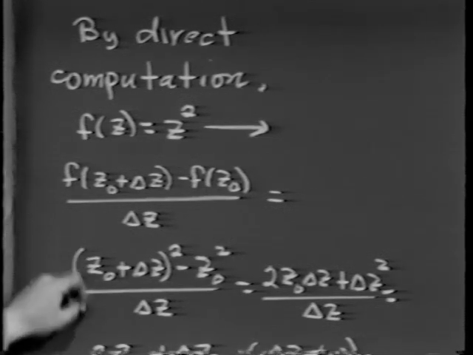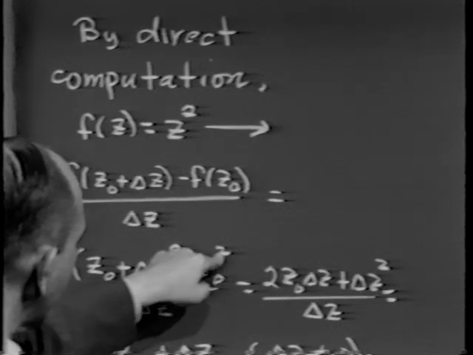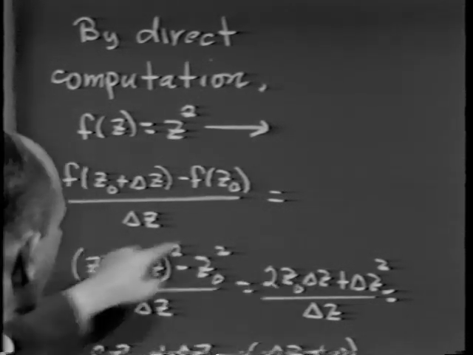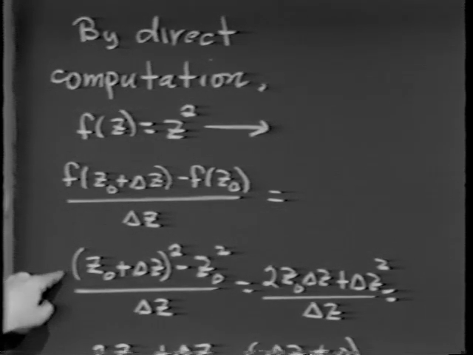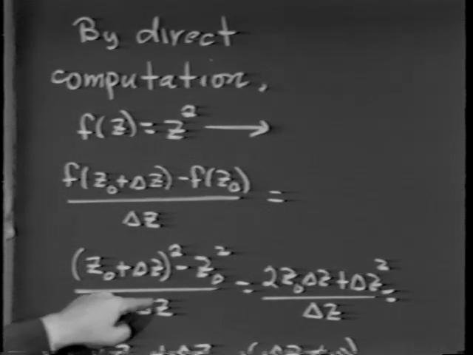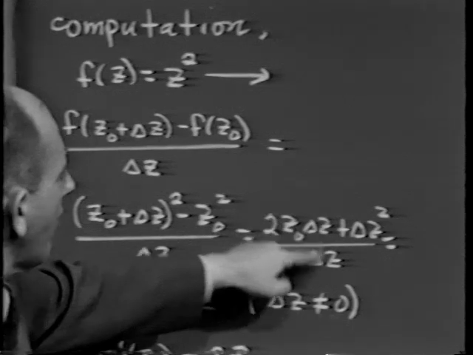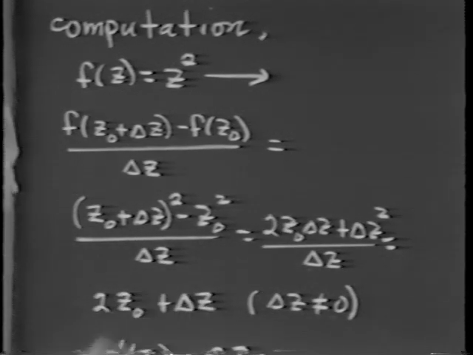This, the same as before, comes out to be what? z0 squared, which kills off this minus z0 squared, plus 2z0 delta z plus delta z squared all over delta z. I'm assuming I'm now going to take the limit as delta z approaches 0. That means in particular that delta z is not 0. Because delta z is not 0, I can divide through by it. That gives me 2z0 plus delta z.